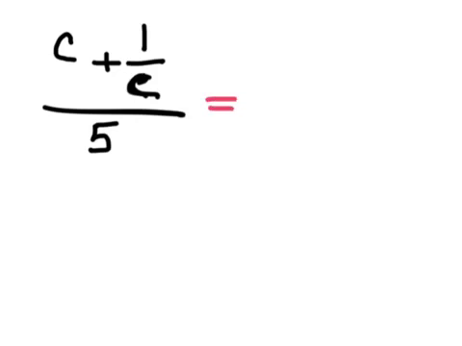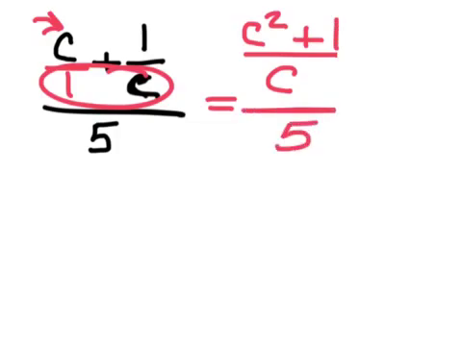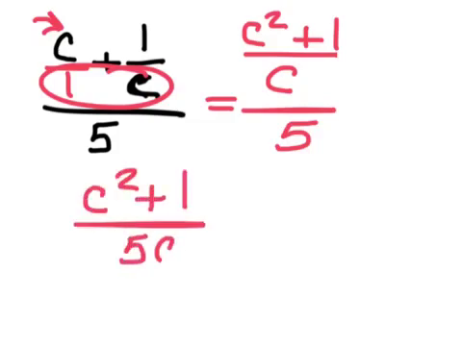Same as b. Well, you need your denominator here. If you multiply these two together, you get c, and then you have to multiply this top by c. But this one stays the same. The 1 over the c didn't have to change, and then all that's over 5. If you flip and multiply, instead of 5 over 1, it would be 1 over 5. So essentially you just end up with c squared plus 1 over 5c.